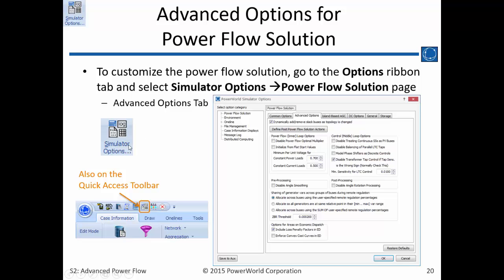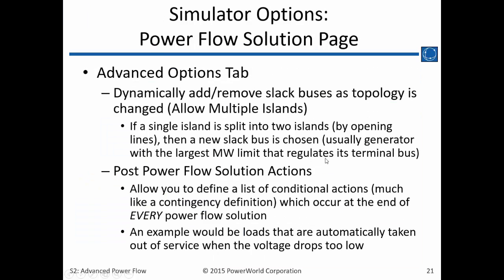And you can get to the advanced options by going to Simulator Options on the ribbon, or you can go to the Simulator Options button on the Quick Access toolbar at the top. And once you open that up, it's going to come up to the Common Options. The second tab is Advanced Options, and you can reach those options here. The Advanced Options tab has several things on it.